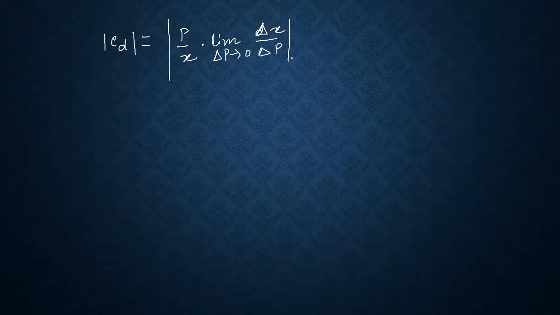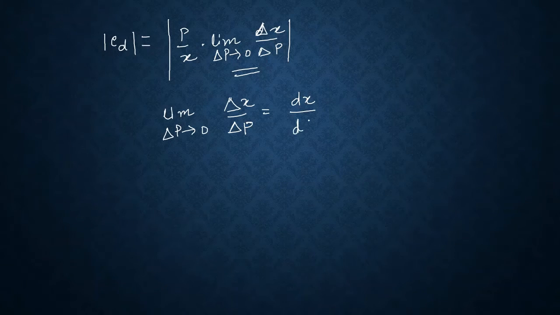Now this part, limit delta p tends to 0, delta x upon delta p, we can write as differentiation of x with respect to p. If you are not getting this concept, please refer to my video. I will give the link of the video in the description box, showing how it is equal to this. So this is differentiation of x with respect to p.